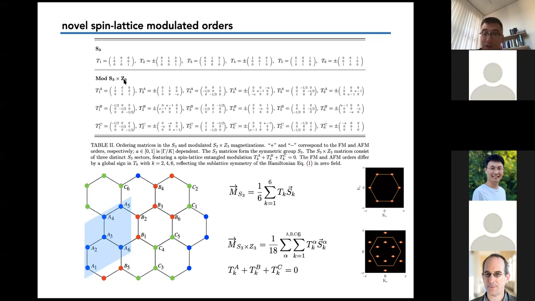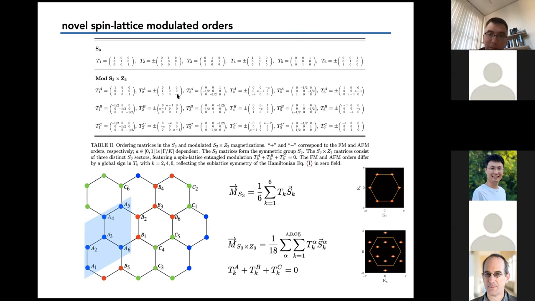Now, the complication is this S3 cross Z3 phase. It has an 18 sublattice symmetry: the 6 in blue, the 6 in red, and the 6 in green. They are all the same as for the S3, with a little bit of modulation. So there are 18 sublattices with 18 ordering matrices T_kA, T_kB, T_kC, but in such a way that T_kA plus T_kB plus T_kC is zero. For instance, T1A is the same as T1, T3A is like T3, and T5A is like T5, but they have -1/2 here instead of 1. The B and the C have similar forms, but always in such a way that this condition is fulfilled.